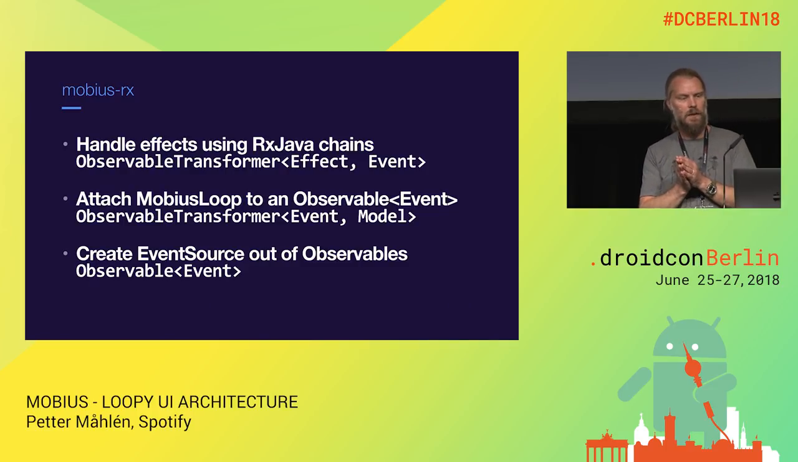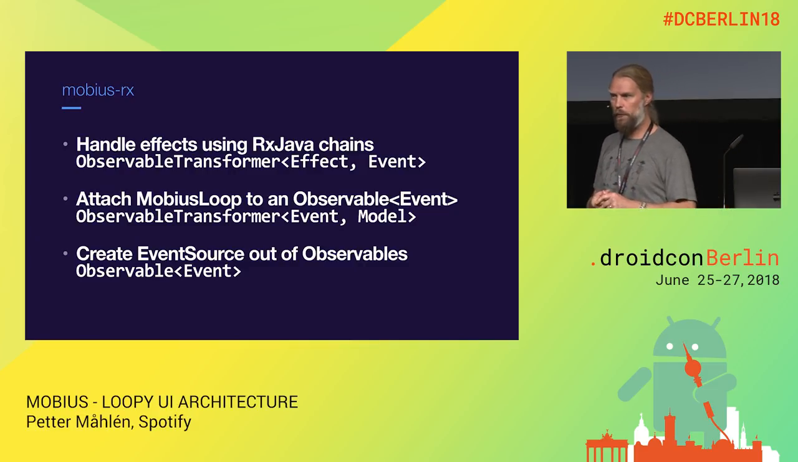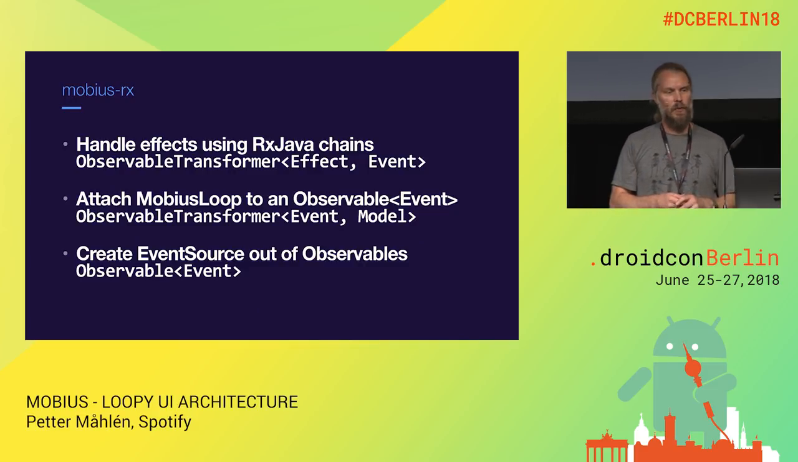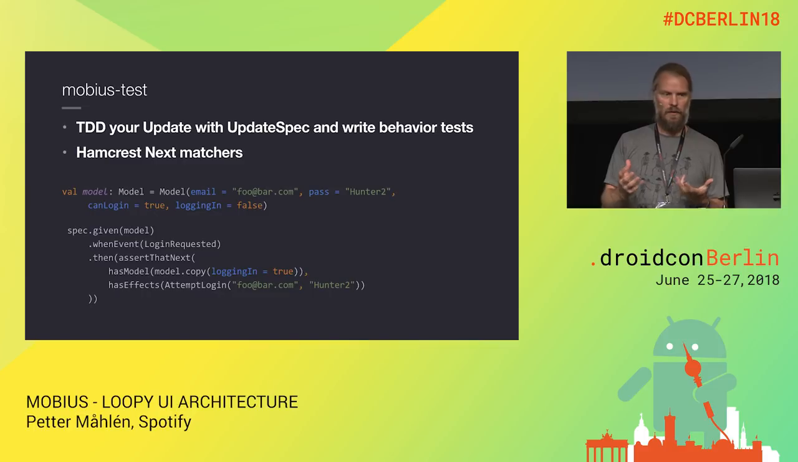I think the only thing you've seen so far that has had Rx in it was this effect handler thing, and that actually lives in an add-on module to Mobius, which is called Mobius Rx, or Rx2, depending on which flavor you want. So we have some utilities in there that make it easy to work with Rx, so you can do the effect handler. Or you can see the Mobius loop as an observable, you can create event sources and so on.